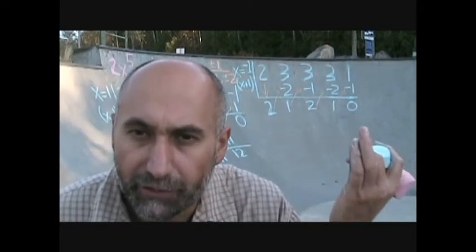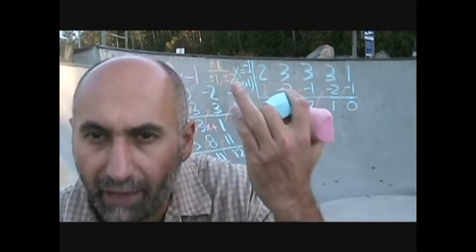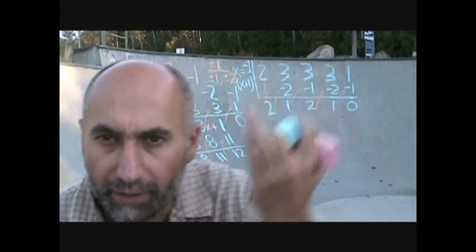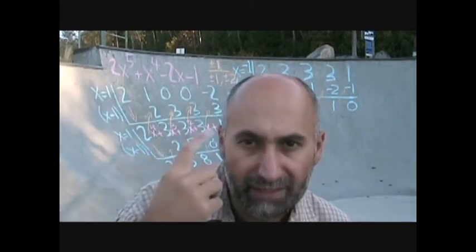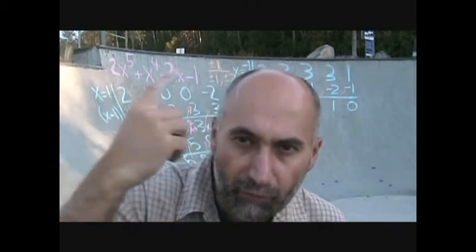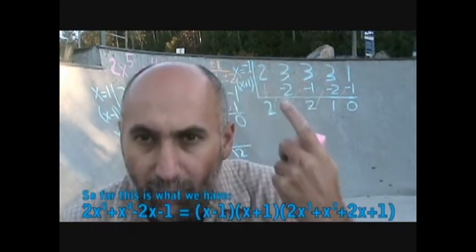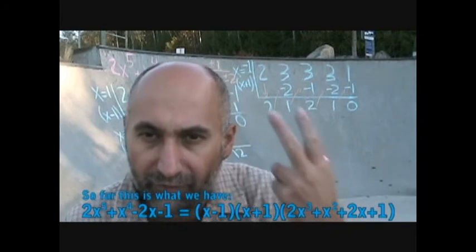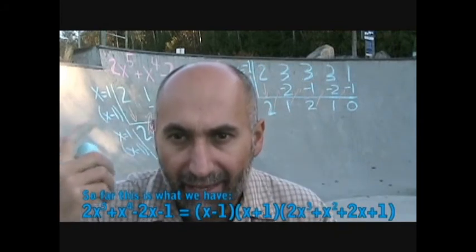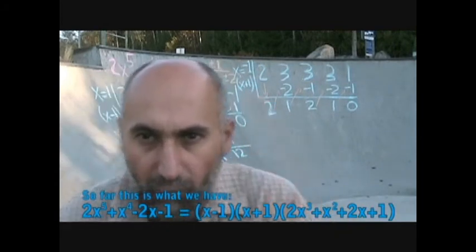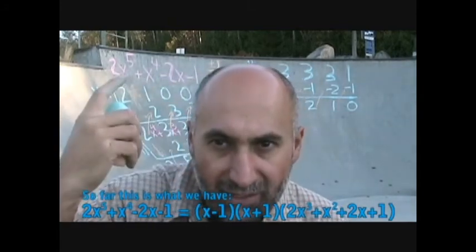Doing the synthetic division, we ended up with a 0, so now we know x is equal to negative 1 is a possible factor of this guy, which means it's also a possible factor of this guy. What we have right now, so far we found 2 factors, which is x minus 1 and x plus 1, are factors of this guy.